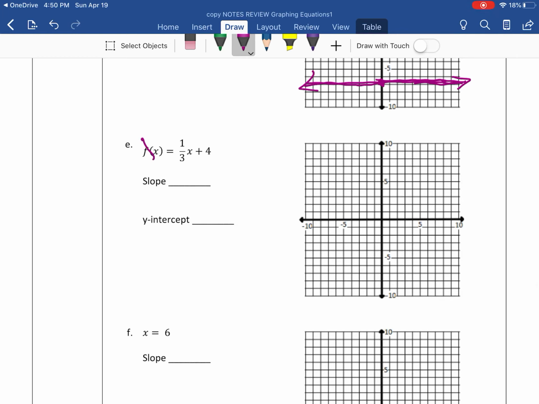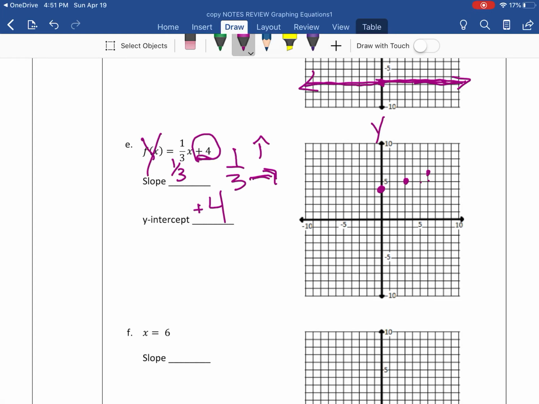And then if you ever see any of this, f of x is always the same as y. So y equals 1/3 x plus 4. Our slope, 1/3. Our y-intercept, where do we start our graph? At the positive 4. So let's go to the graph on the y. I want to start at the positive 4. All right, I got my dot. Now I can start my pattern. 1/3, I go right 3, up 1. So right 3, up 1, put a point. Right 3, up 1, put a point.